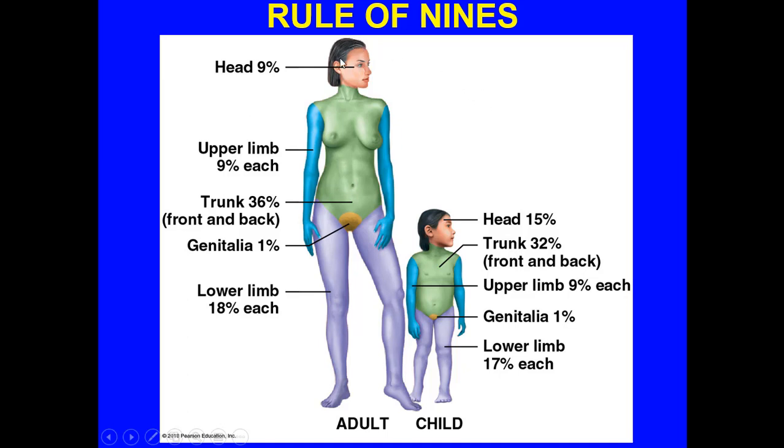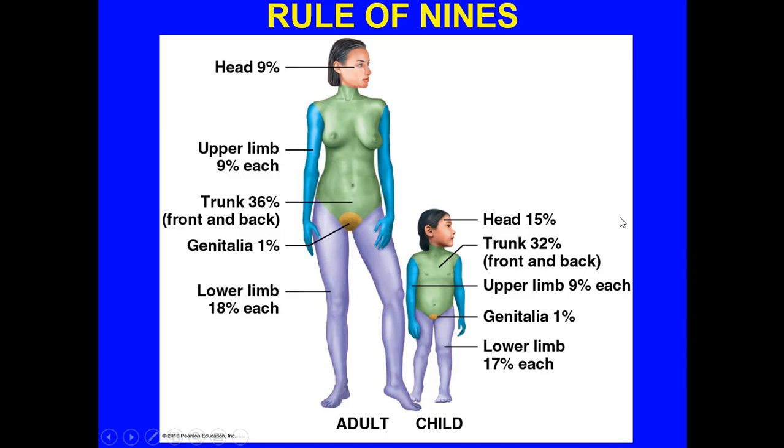Okay, so if you were to take the front part of the body, that would be 4.5%. You take the back part, that's 4.5%. The total of the head is 9%. Upper limb, 9% each. Now, what they mean by that is 4.5 in the front, 4.5 in the back. Same thing with the trunk. It would be 18% on the front, 18% on the back. Lower limb, 18% each. So that would be 9% on the front, 9% on the back. That's what you have to keep in mind.